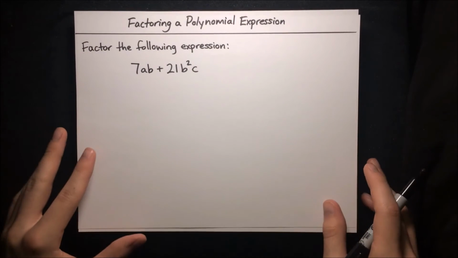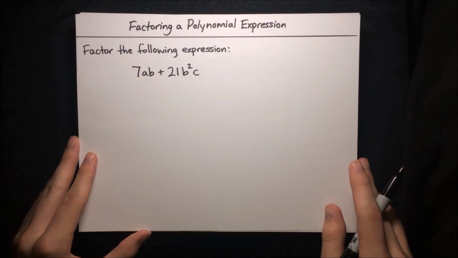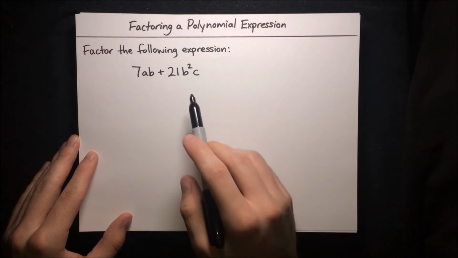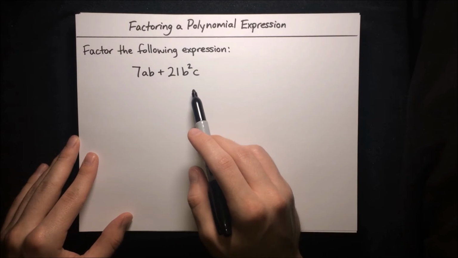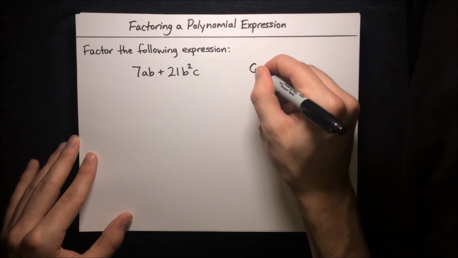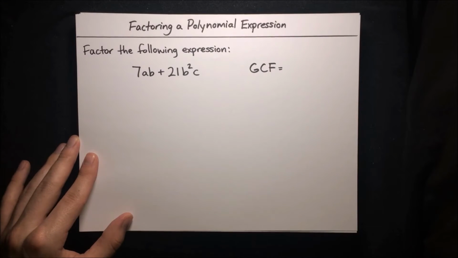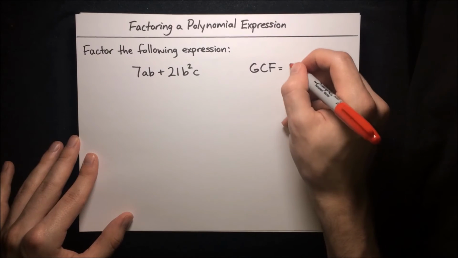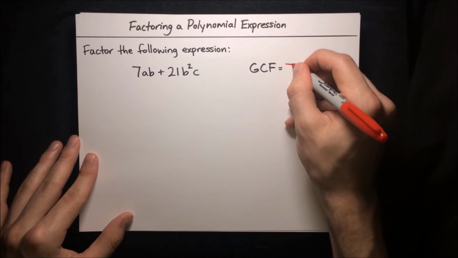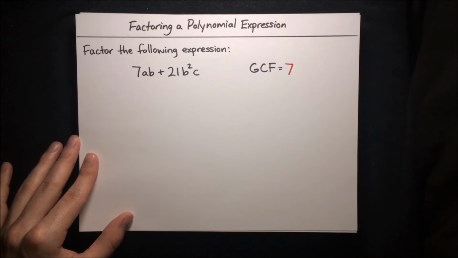Alright, next question. Now this is pretty similar to the previous question. In order to factor this expression, we need to start off by finding the greatest common factor. So what is the greatest common factor of 7ab and 21b squared c? Well, let's start by looking at the coefficients, 7 and 21. What is the greatest common factor of 7 and 21? Well, that's just 7, because 7 is the maximum number that divides 7, and it also divides 21.